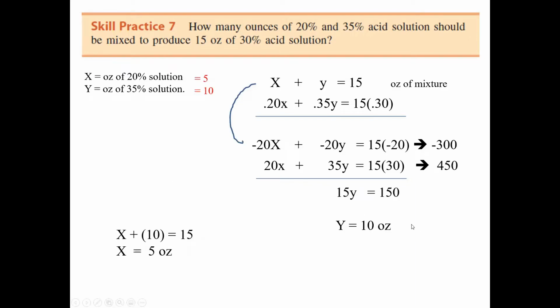By the way, if you worked this, I'd want you to box that answer. Over here, we take the first equation, we substitute in the 10, and we get 5 ounces for the 20% solution. So what that means then is if we mix 5 ounces of this 20 and 10 ounces of the 35, we'll end up with 15 ounces of 30% solution mixture.